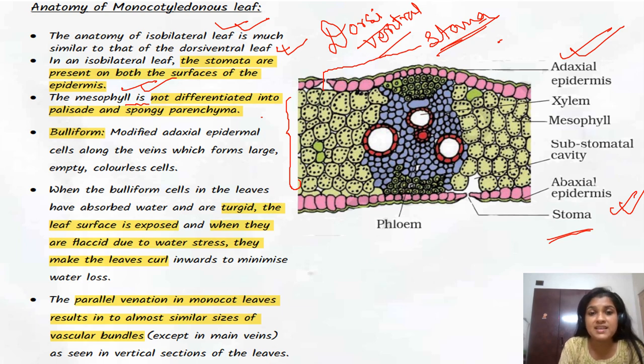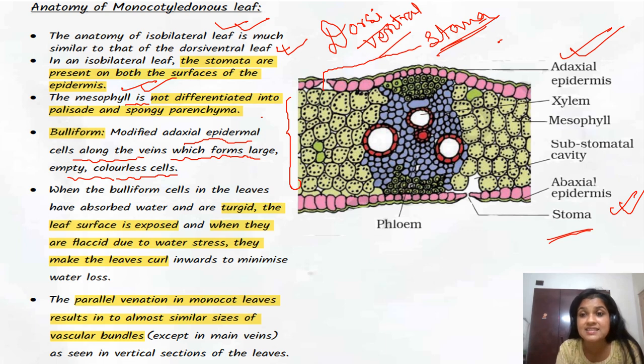Now bulliform cells. These are modified adaxial epidermal cells along the veins, which form large empty colorless cells. When bulliform cells in the leaves have absorbed water, they are turgid and the leaf surface is exposed, and when they are flaccid due to water stress, they make the leaves curl inward to minimize water loss.